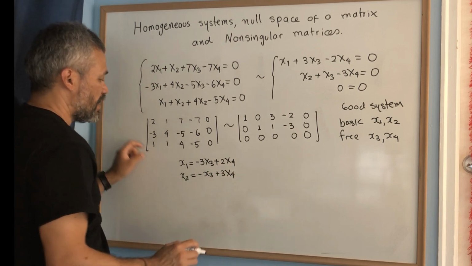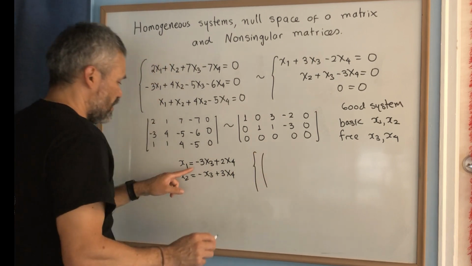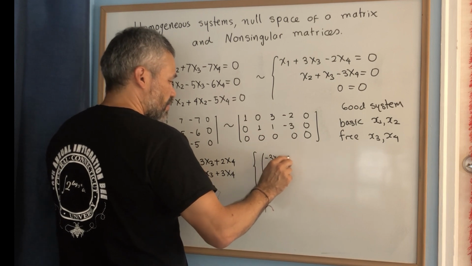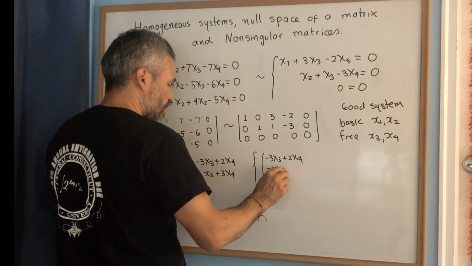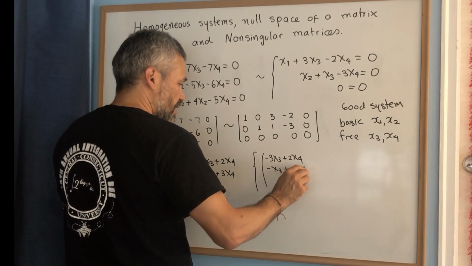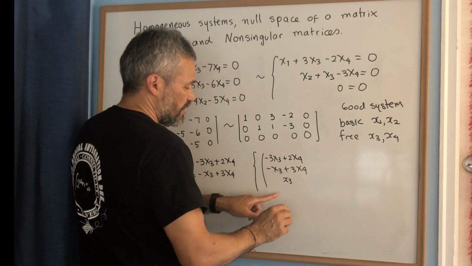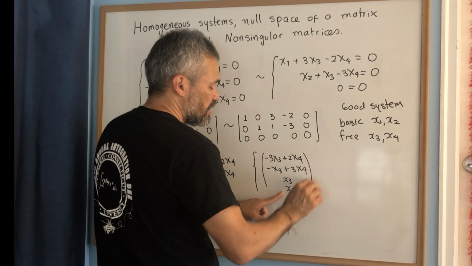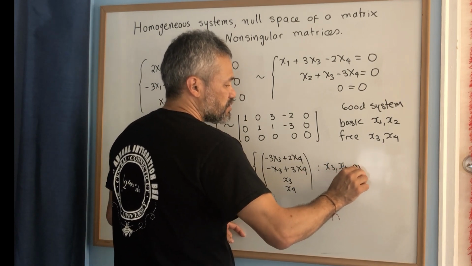Then the solution set will look like negative 3x3 plus 2x4, and here is negative x3 plus 3x4, and x3 is free, then I can write x3 here, and x4 is free, then I can write x4 here, such that x3 and x4 are numbers.